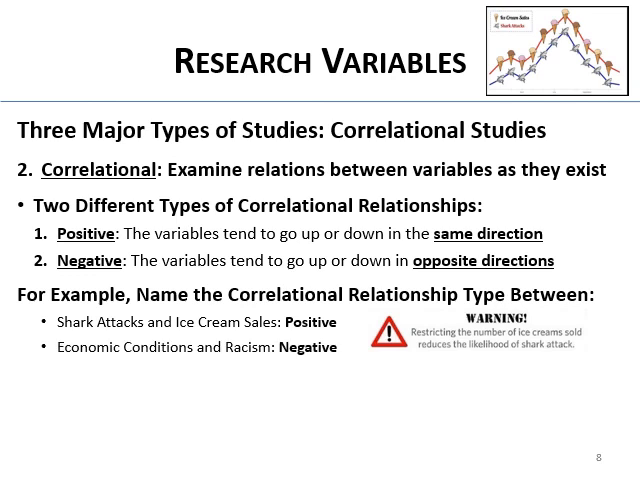So economic conditions and racism are negatively related. So when economic conditions tend to be good, that is they're high, racism tends to be lower, and vice versa. When economic conditions are poor, racism tends to increase.